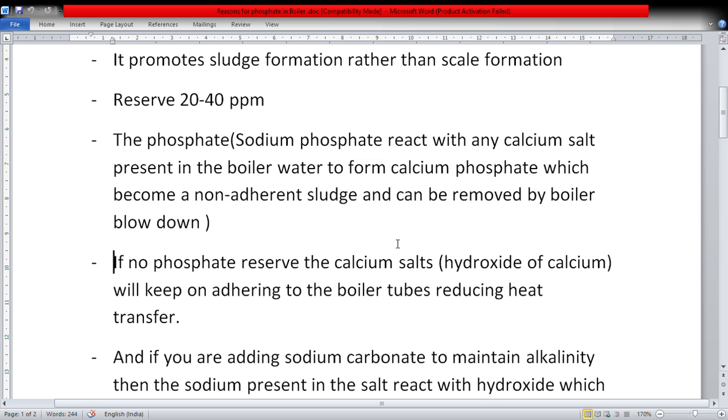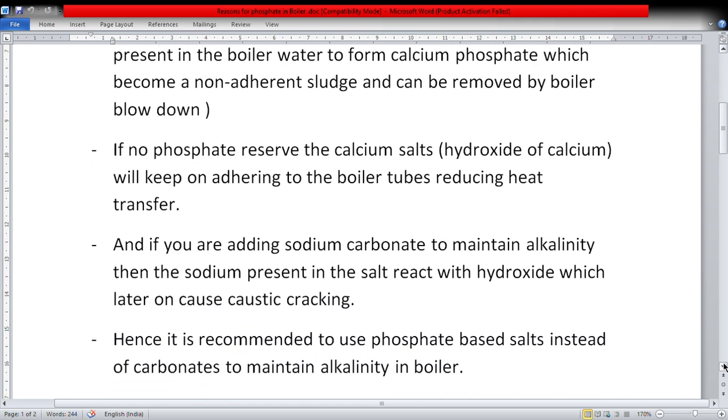So if there is no phosphate reserve, the calcium salts, that is the hydroxide of calcium, or the carbonate, will keep on adhering to the boiler tube, reducing heat transfer. Slowly a time will come when there will not be any heat transfer because of the scale formation. So this is a very dangerous situation.